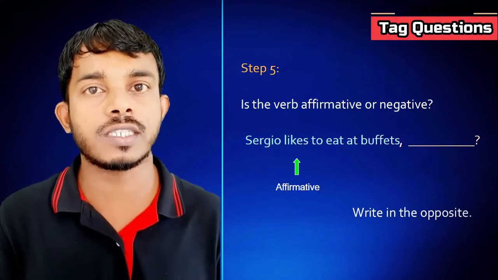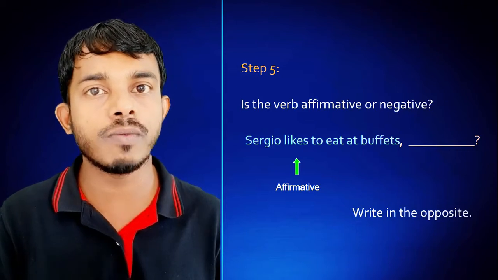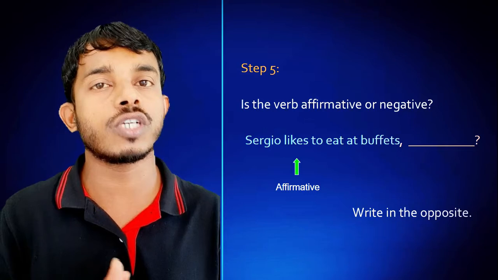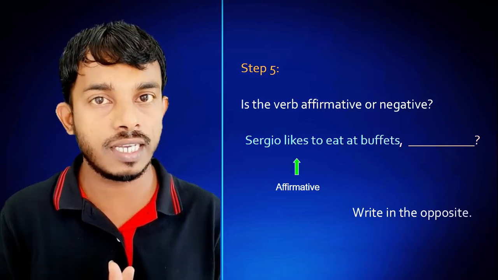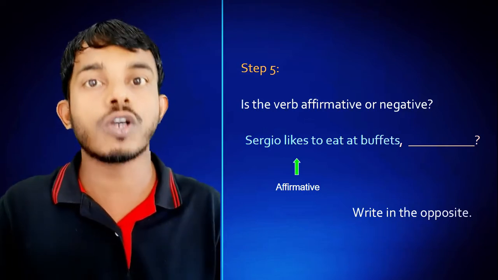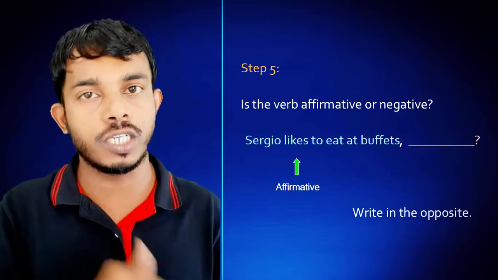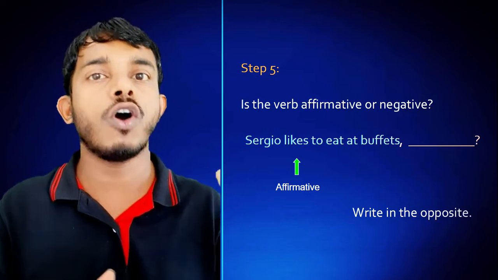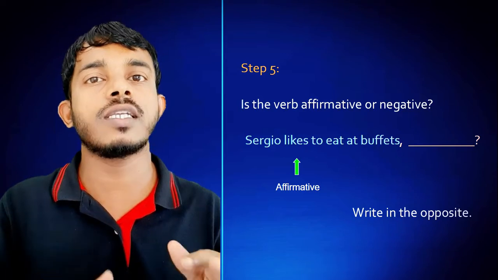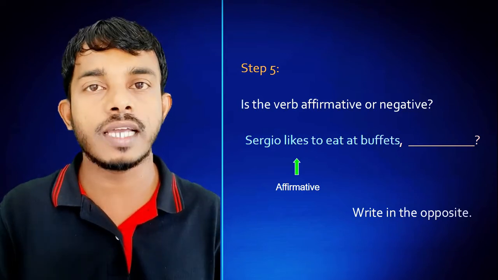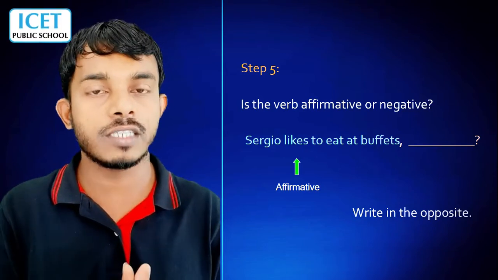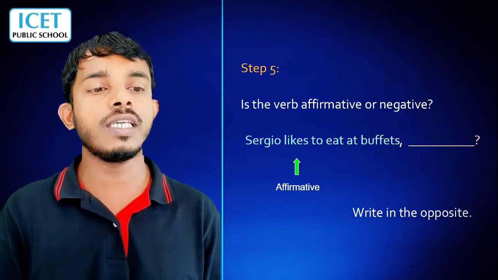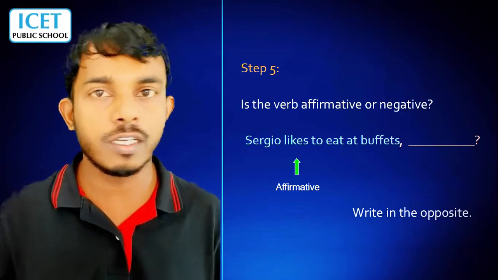Next, the 5th step in forming a question tag is very simple. Is the verb affirmative or negative? We have to find whether the sentence is a negative sentence or a positive one. Affirmative means positive. So whether the sentence is affirmative, that is positive, or negative, that is the next step, the 5th step. Here the sentence, Sergio likes to eat at buffet, is affirmative, it is not negative.